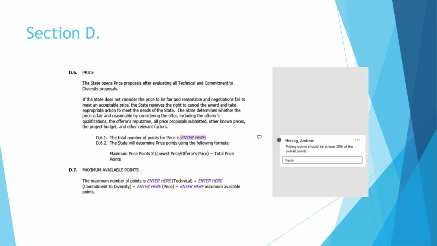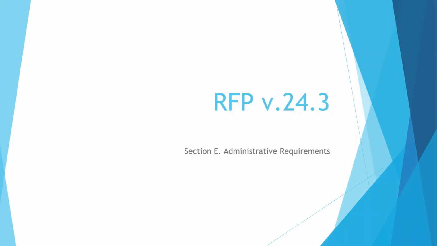D.6, Price. This explains pricing points, which should be at least 20% of the overall points. D.7, the maximum number of points. This explains all the points from above in one section. Section E, Administrative Requirements. This is standard language that has been used in the past.